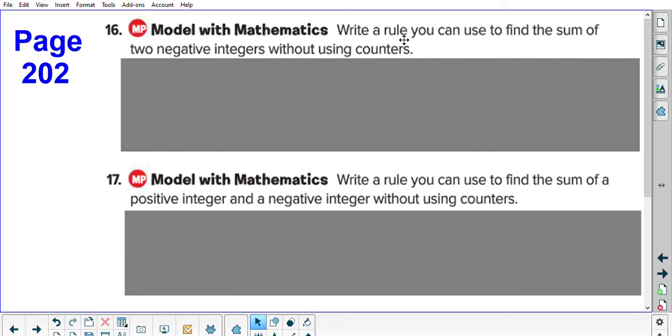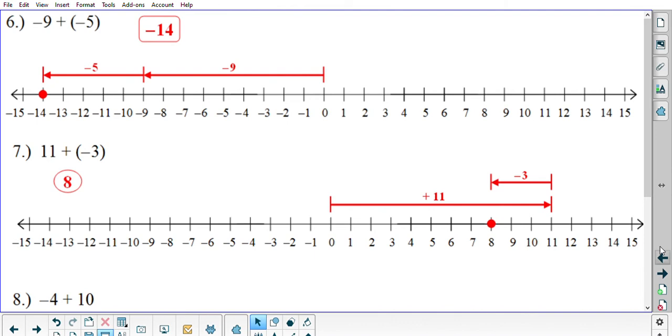The first one says, what rule can you use? You might have to explain the rule in more than one part. That you could find the sum. Sum just means there's an addition symbol in between. Of two negative integers. They say without using counters. They're talking about the bars and everything with the number lines. So how could you do the problems where they're both negative integers? So like number 6, they're both negative, right? How could you do that problem without the number lines?